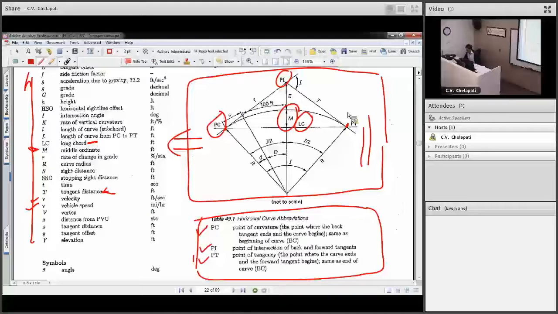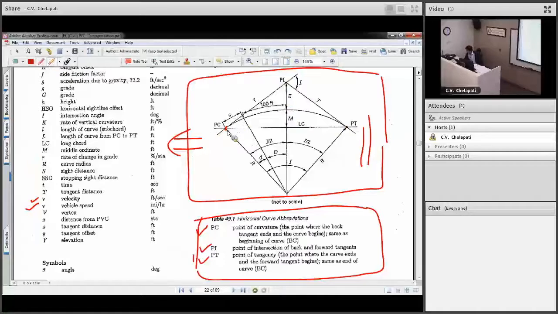PC, PI, PD, they are all marked in this horizontal sketch. And the length of the curve is, I need to get rid of some of the diagrams here. The length of the curve is pretty much this entire thing right here. In most horizontal designs of curves, the goal is to get this length. Why? Because this is what you construct on the ground. This is where actual construction is about. The rest of them are virtual points.